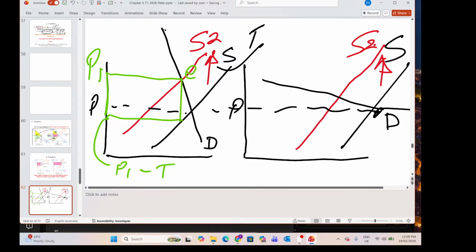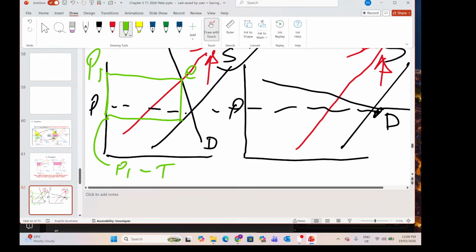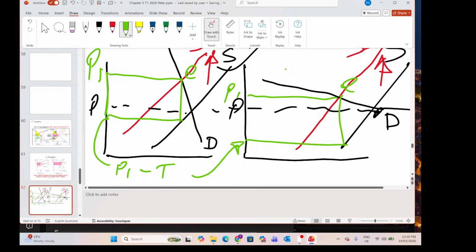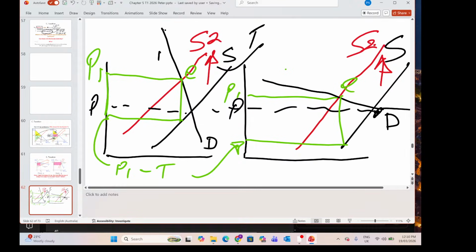On the left-hand side, the same sort of thing happens. We go to a new equilibrium. We get P1. Price goes up to P1. The firm then pays the tax, and they get to keep P1 minus T. But you can see that there's a clear difference here, right? There's a clear difference between the product on the left. The product on the left is a price inelastic product.